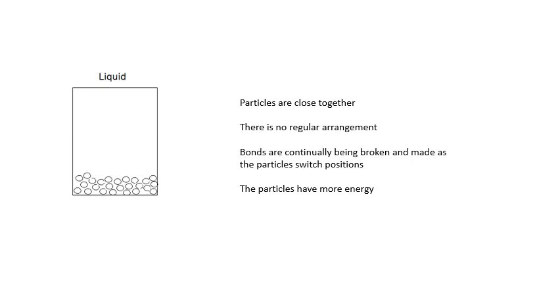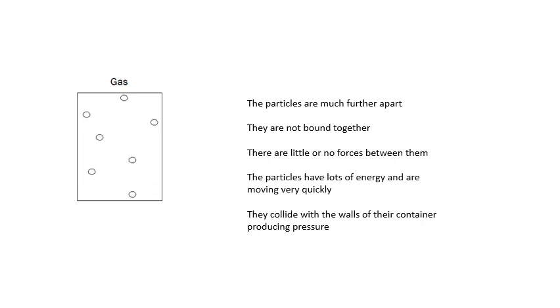If they had enough kinetic energy, then they might break their bonds completely and escape, and then you would have a gas. And in a gas, the particles are much further apart. They are not bound together. There are little or no forces between them. In fact, as far as you're concerned, there are no forces between them. The particles have lots of energy. They're moving very, very quickly. The air particles in the room that you're in have an average speed of about 500 meters per second. They're banging into the walls of the container, bouncing off the walls, producing pressure. This is what produces pressure in a gas.